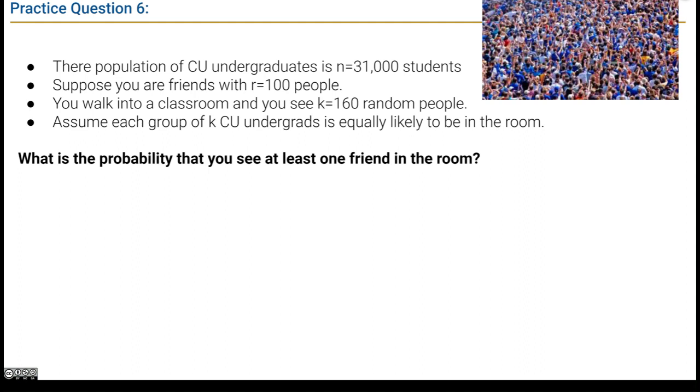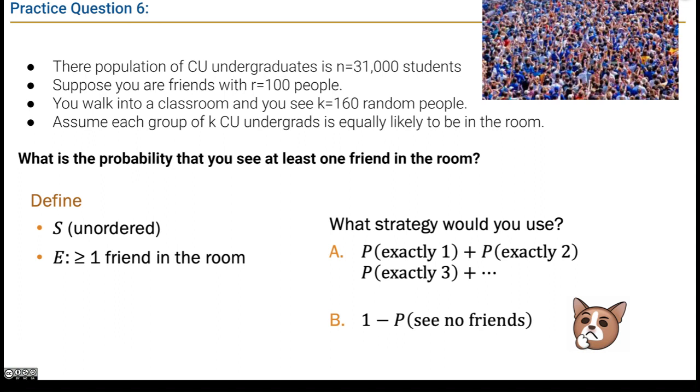Okay, so here I don't have repeated trials. I am just walking in and I could see one friend, I could see two friends, I could see three friends. So here's an example of, yes, I could add up all of these, so I would say doable here, but tedious. This is going to be the way to go: use the complement rule.